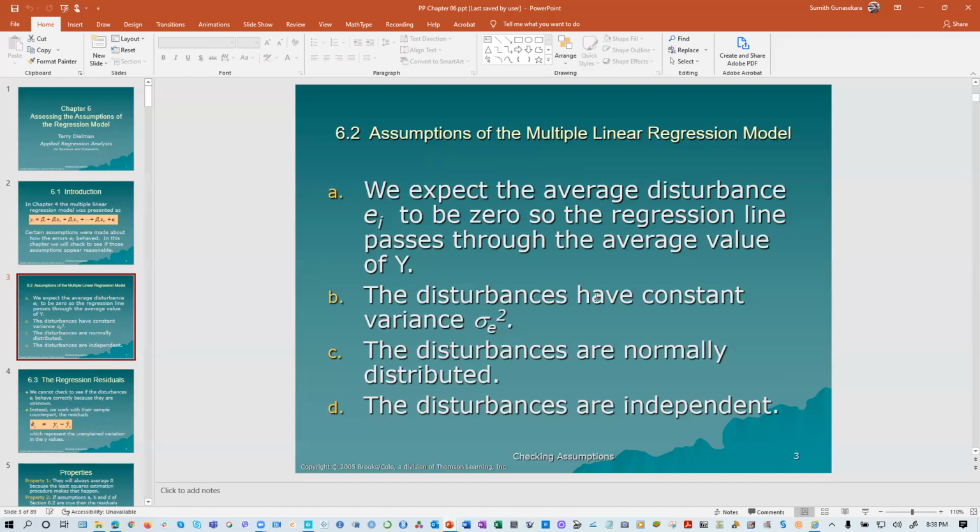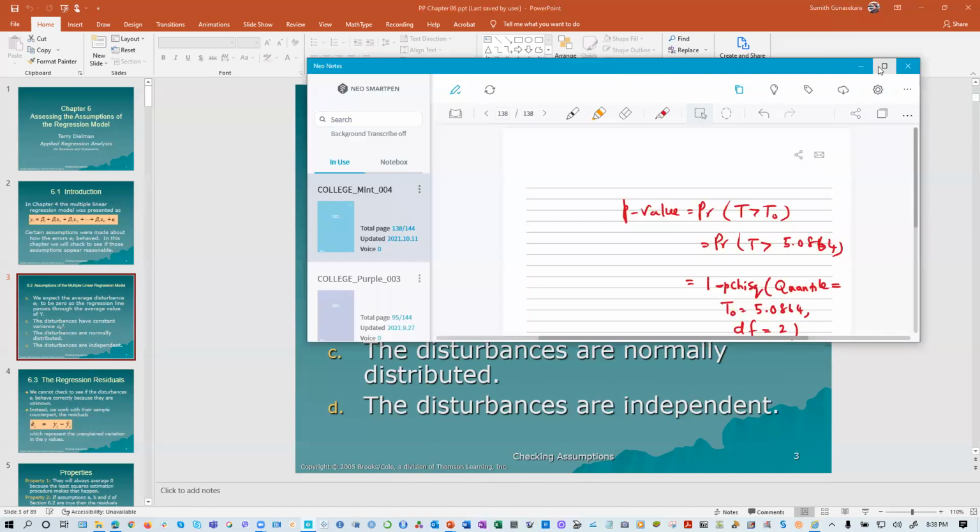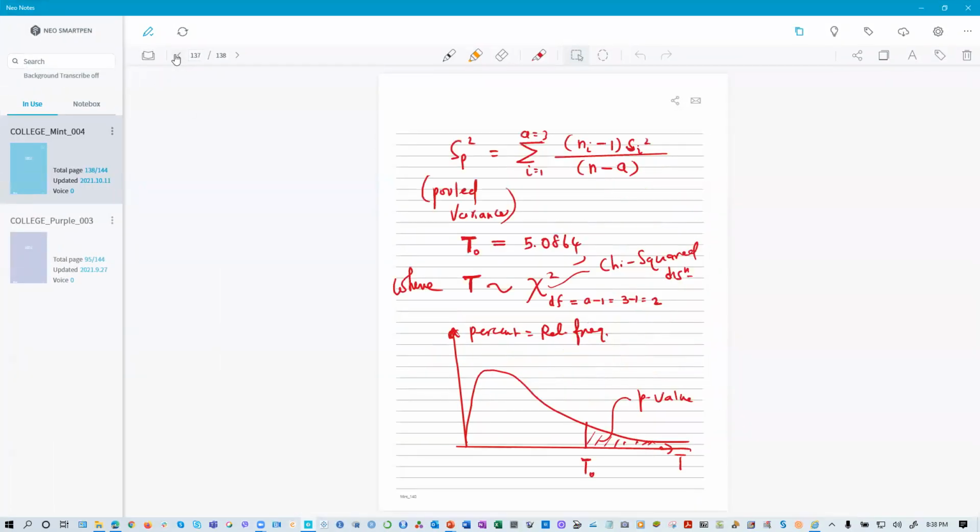The disturbances have constant variance. They all have the constant variance. The disturbances are normally distributed. The disturbances are independent. We saw this very clearly, and I can cite something that I did for one of the students over here.